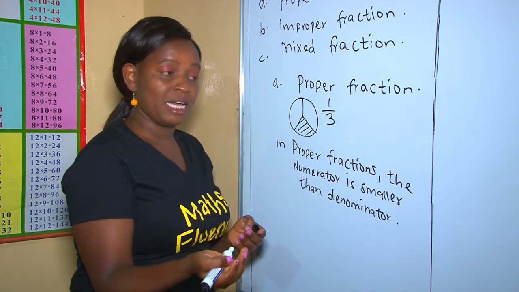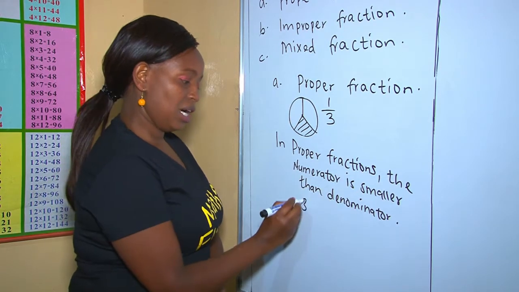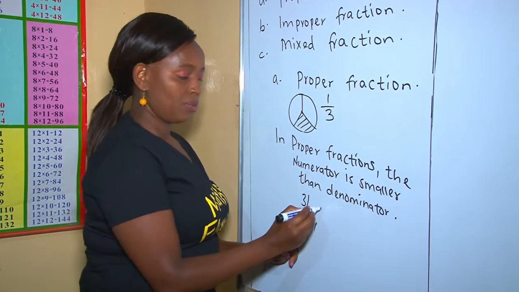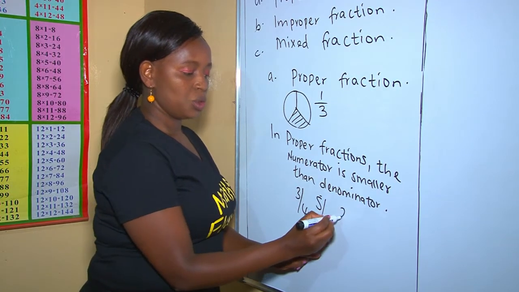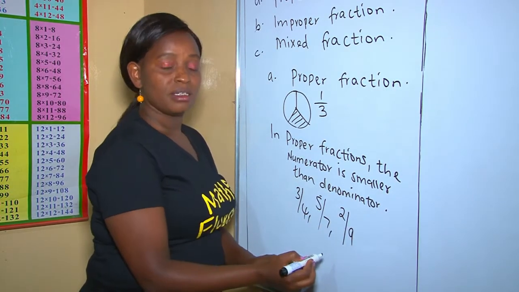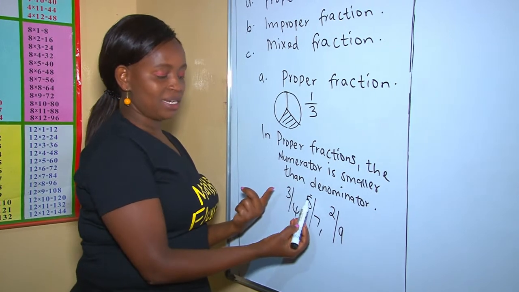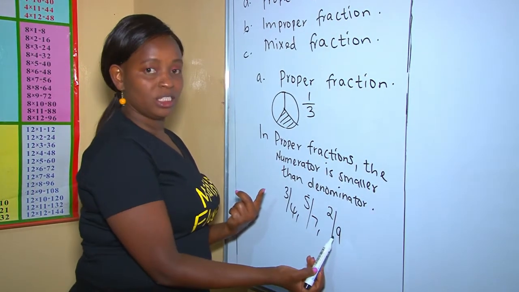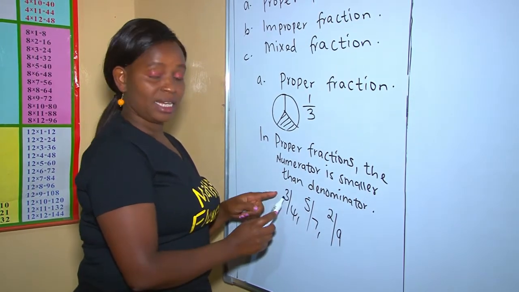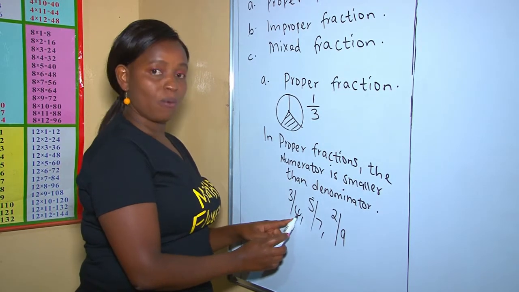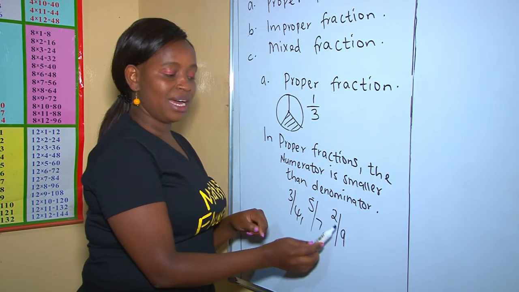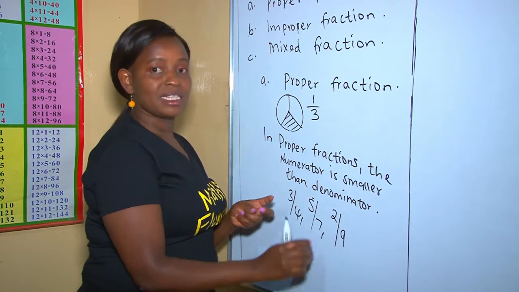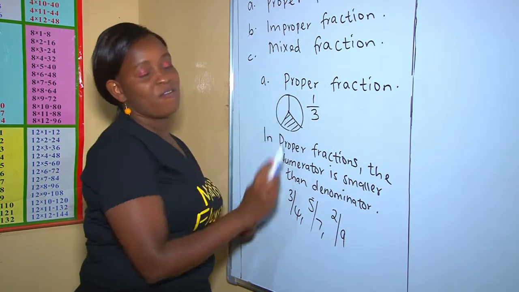We can have other examples like 3 out of 4, 5 out of 7, 2 out of 9, provided the numerator is smaller than the denominator. As you can see here, 3 is smaller than 4, 5 is smaller than 7, 2 is smaller than 9, and hence the name proper fraction.